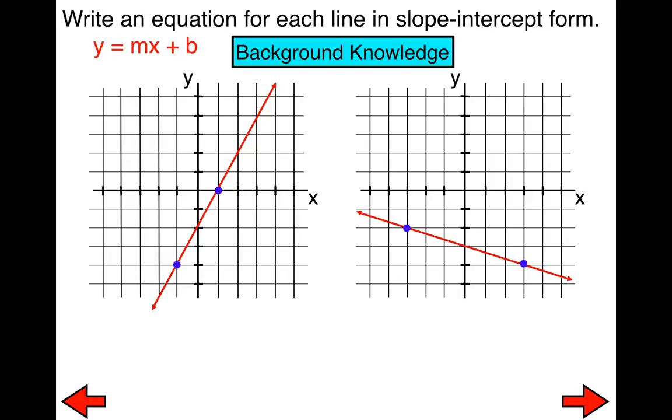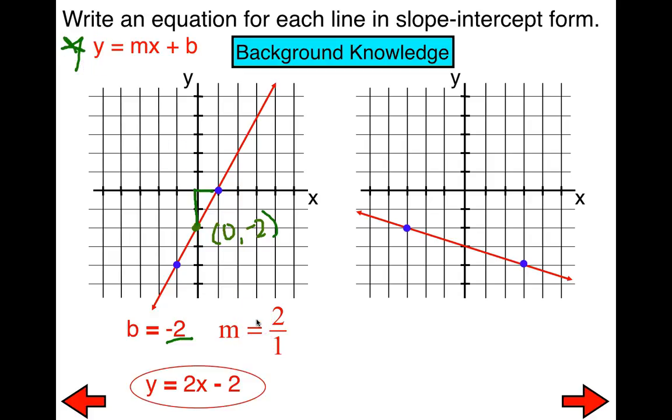So first things first, we're going to go over some background knowledge as usual. Here, if I were asked to find the equation of the line in slope-intercept form, what I would need to do is find the y-intercept, which in this case is at -2, which is right here. It's (0, -2). That's why b is -2. And the slope is a positive 2 over 1, so that will become 2. So here, if I wanted to turn it into slope-intercept form, I just need to put it into y equals mx plus b, and my equation would be y equals 2x minus 2.